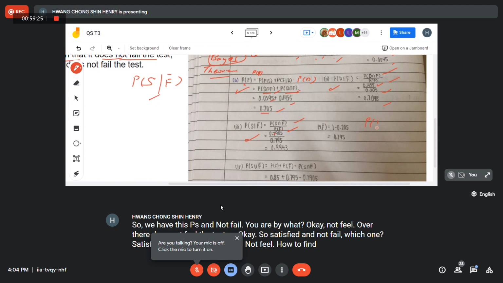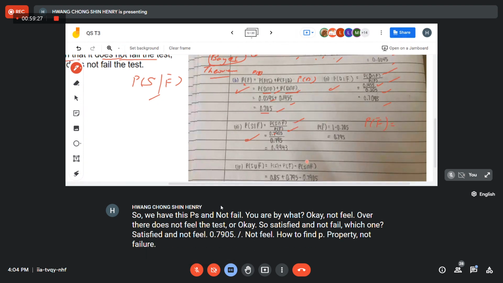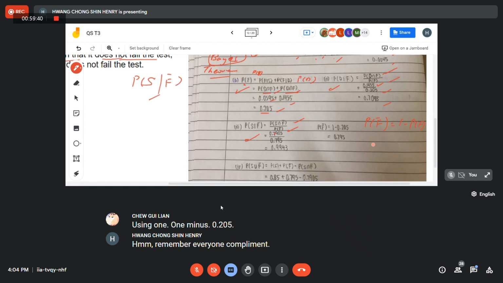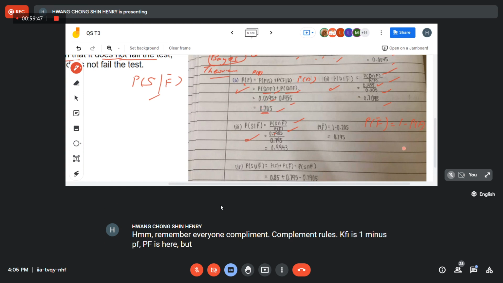How do we find the probability of not fail? Using 1 minus 0.205. Remember, everyone, the complement rule: P(F bar) is 1 minus P(F). P(F) is here. So divide. It's the answer. Okay, it's here.